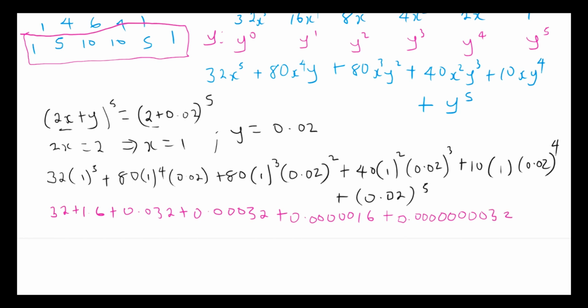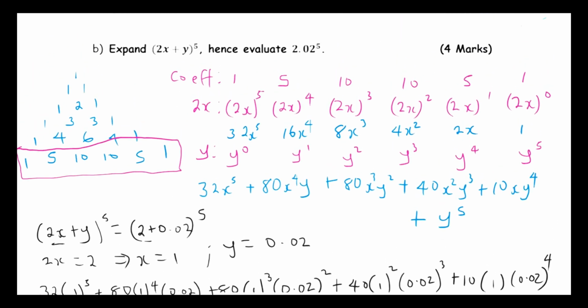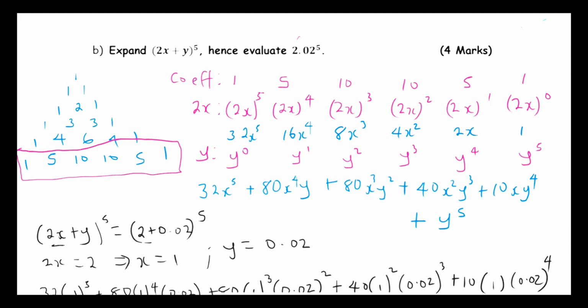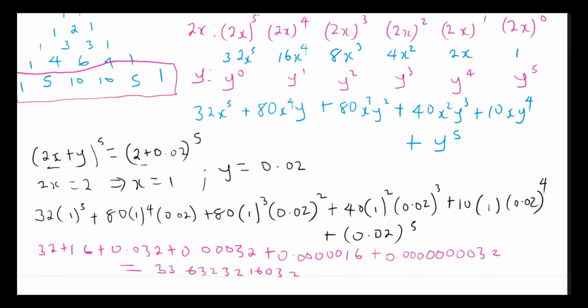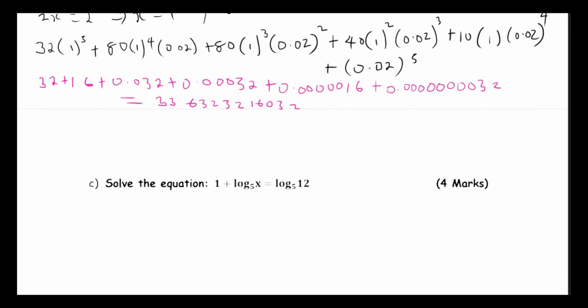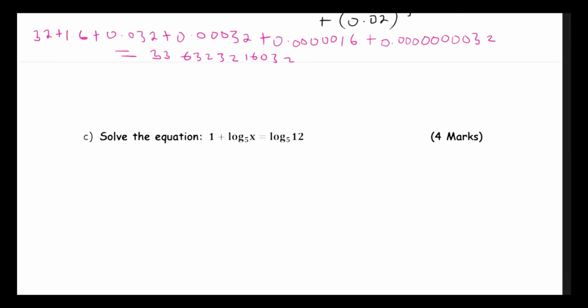So if you sum all of this, you're supposed to get 33.63216032 as the value of the numerical that we are supposed to find. You can confirm by just keying that directly into the calculator and see if you get that value. If they're the same, then you're okay.